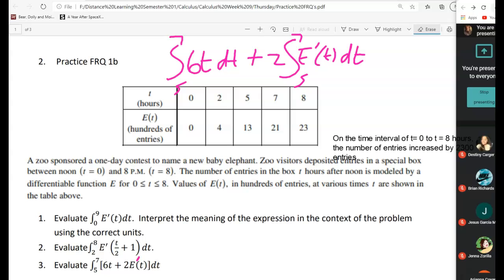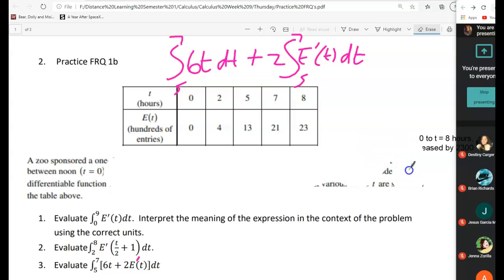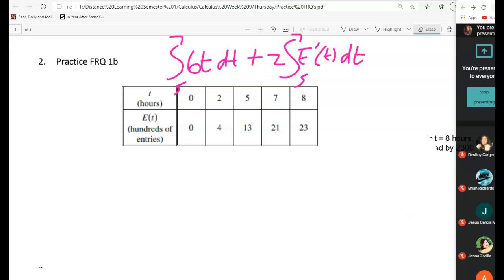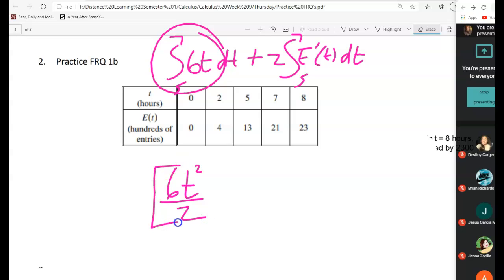All right. Make a little bit of writing space for myself here. Pull that table up so I can see what I'm doing. Okay. So first of all, we're just going to integrate that using the power rule. So I'm going to add 1 to the power, and I'm going to divide by that number. And if you integrate e prime, you just get e.